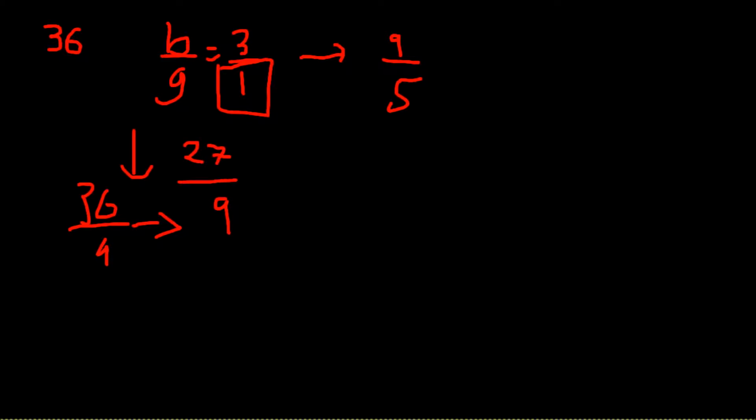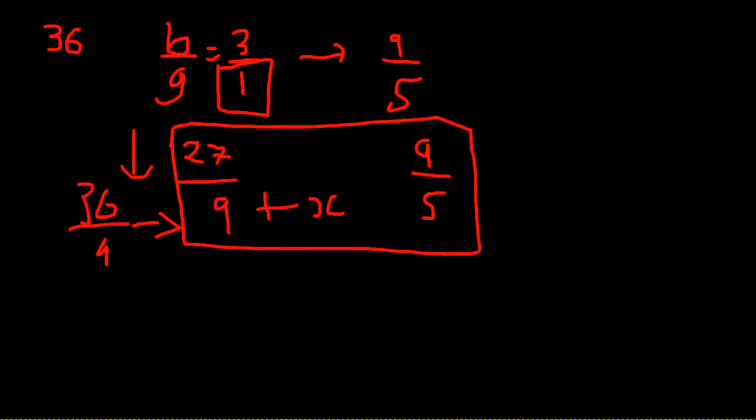What it's asking is how many need to be added to this number. You could say it's x, so that the ratio becomes 9 is to 5. So this is your equation basically. Cross multiply and solve for x. 27 into 5 becomes 135. So 135 is equal to 81 plus 9x.